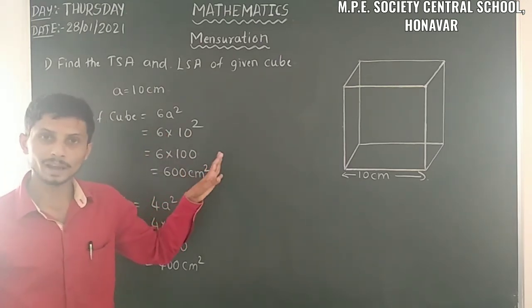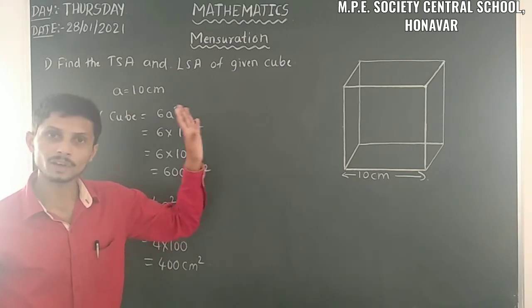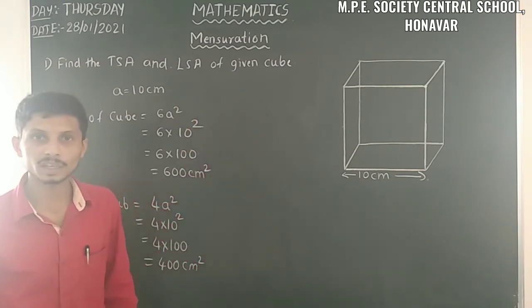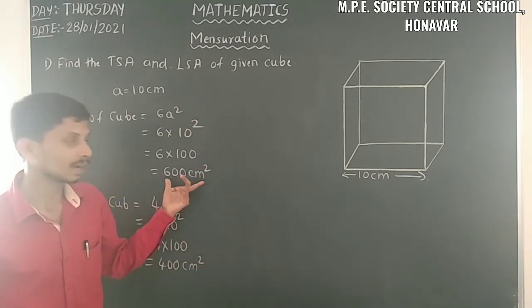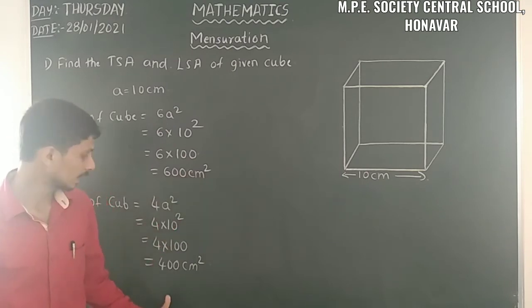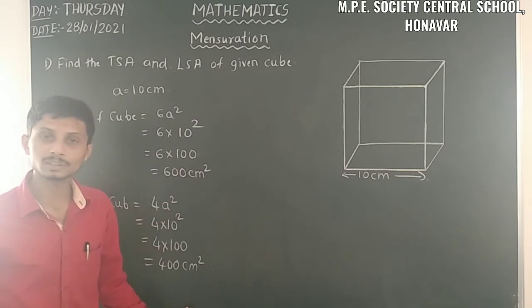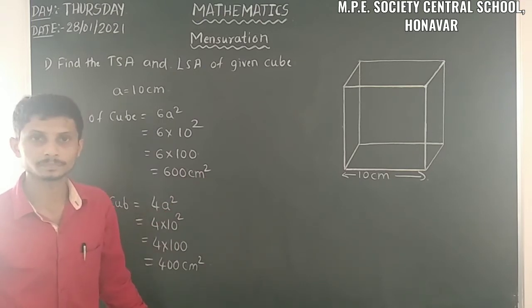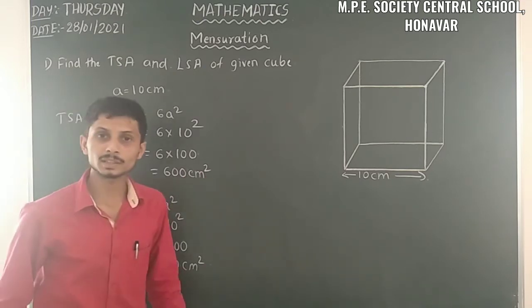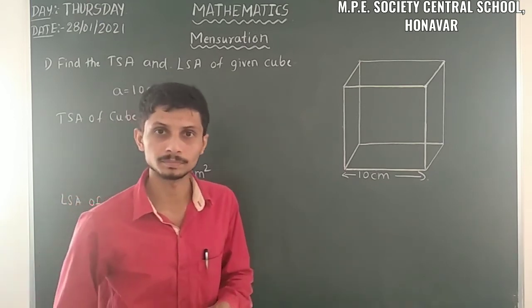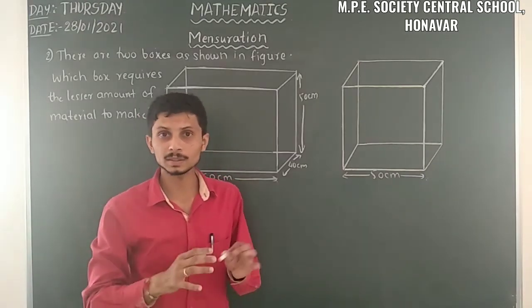So we have to insert the value of A, the measurement of the edge, and then we can get the answer for total surface area and lateral surface area. Don't neglect the unit, you have to insert the unit here. Yes. So let us move on to the next problem.